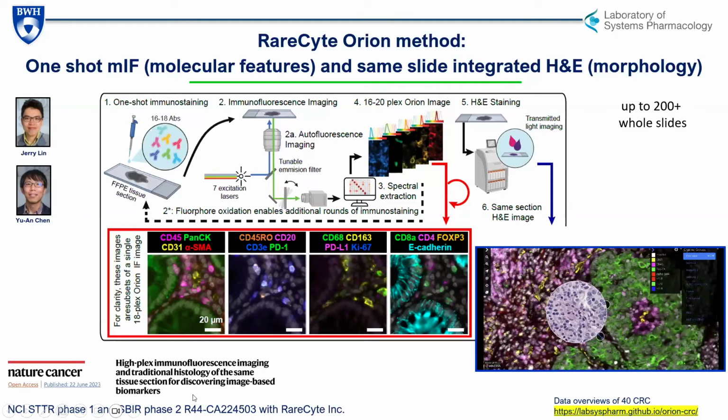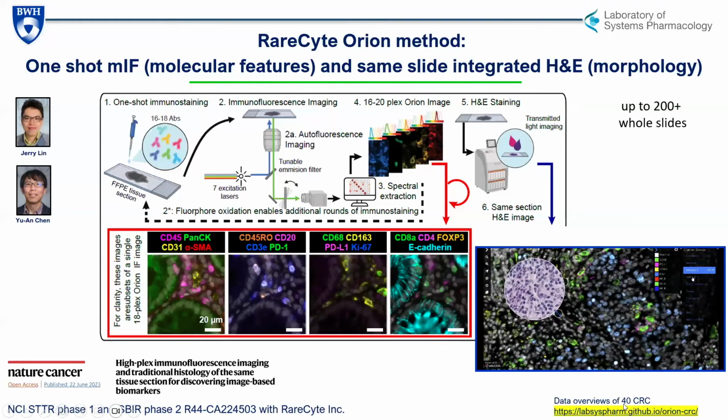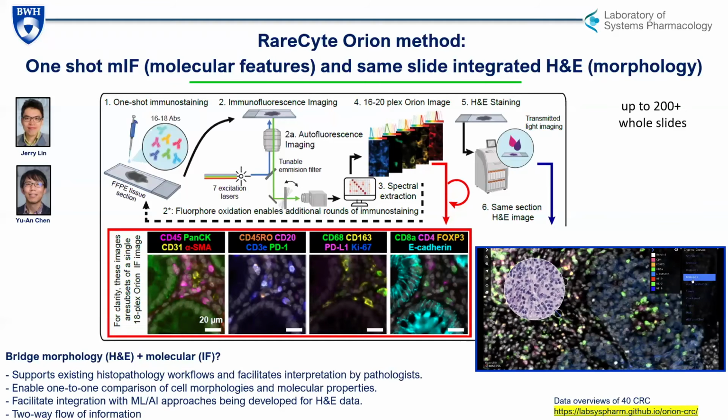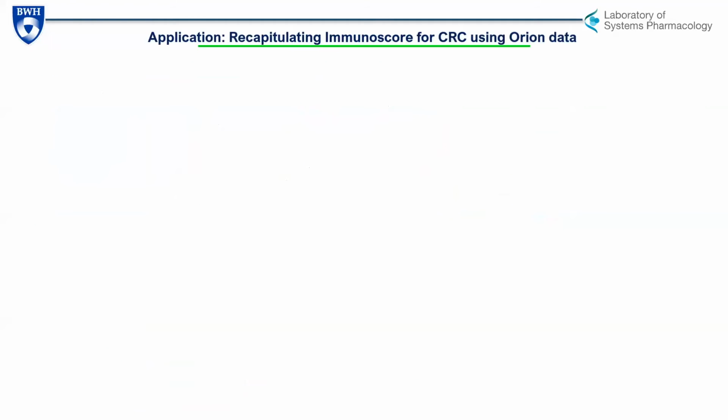So we reported this in a manuscript last year at the lower left. You can view the images of samples in our GitHub as well. And now you can bridge morphology. This supports histopathology workflows, figuring out the molecular properties of certain cell types, and also allows for integrated machine learning, as well as a two-way transfer of information in studies where you have information in the H&E world and you want to bring it to the immunofluorescence world, and vice versa.